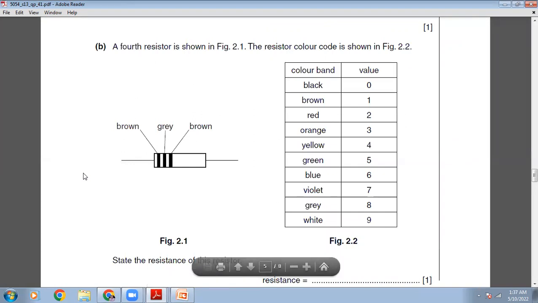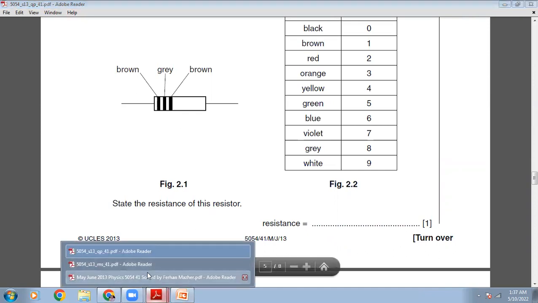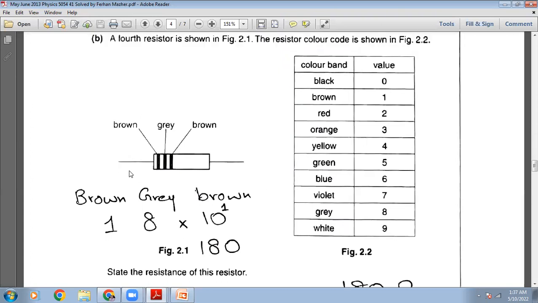Now we have a fourth resistor shown in figure 2.1. The resistor color code is shown in figure 2.2. So brown means 1, gray means 8, and brown means 1. So the first two bands give the digits, and the last one gives the multiplier. So let me show you what I mean. You see, the first two colors give the digits, and the third one gives the multiplier.